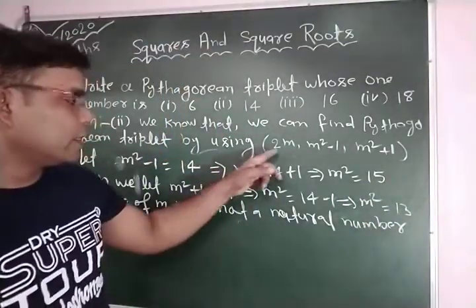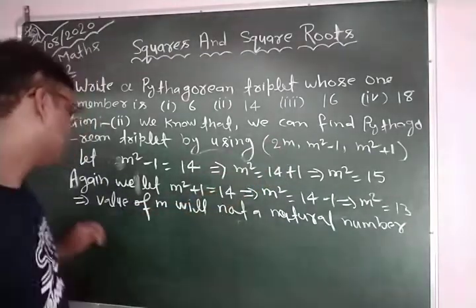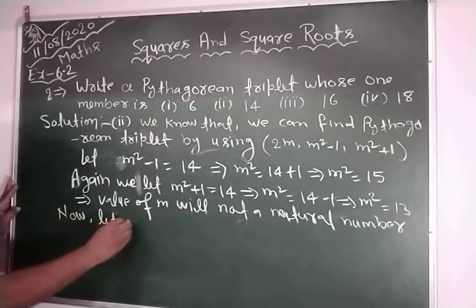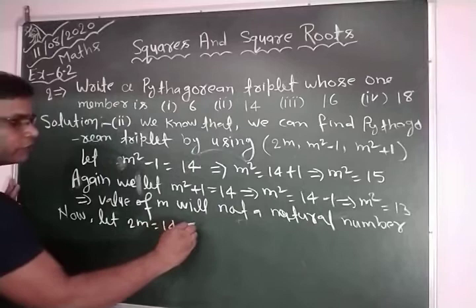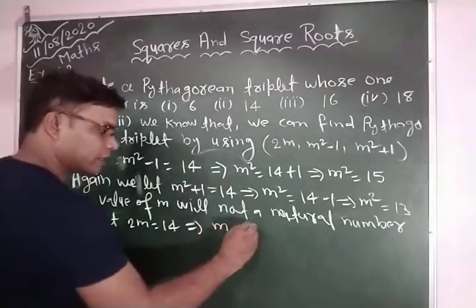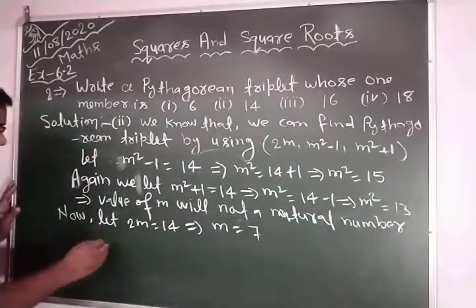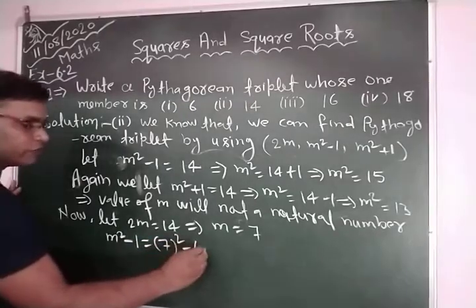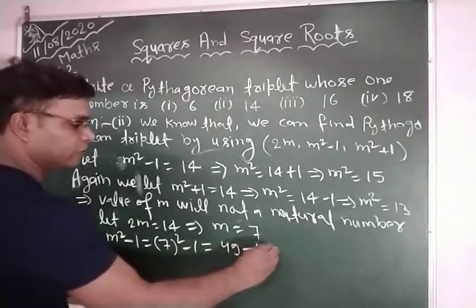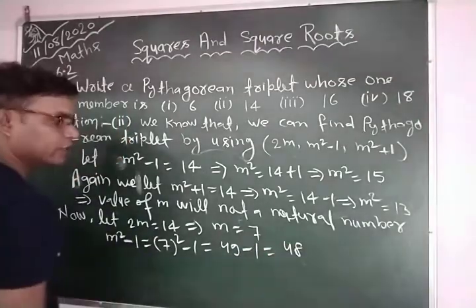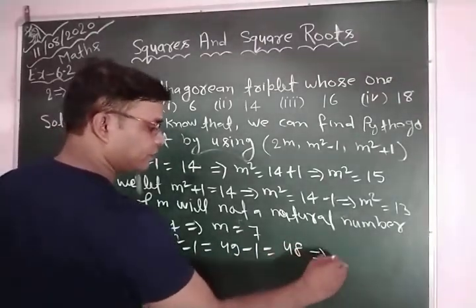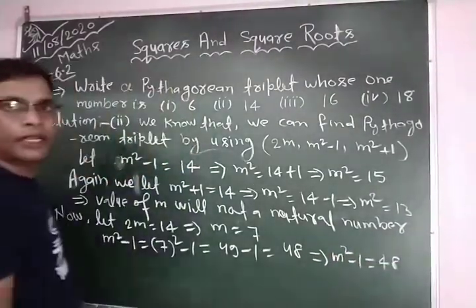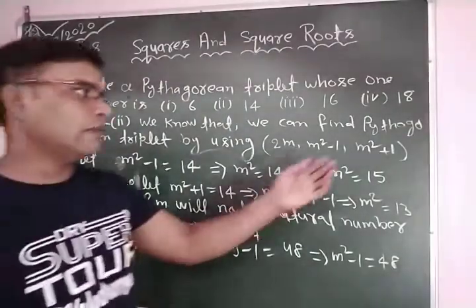Then we put 2m is equal to 14. So this implies that the value of m is 7. You can find it, okay. And m square minus 1 is equal to 7 square minus 1, which is equal to 49 minus 1, which is equal to 48. Okay. So m square minus 1 is equal to 48. Clear?